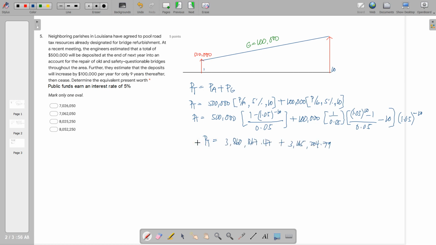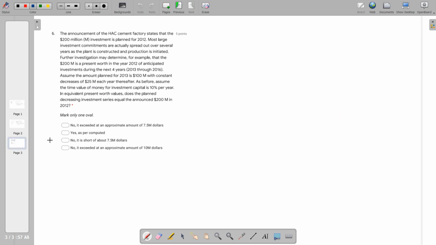We have these values: 3,860,867.47 for the first term, and the second term will be 3,165,204.79. So if we are going to add that one, that would yield 7,026,072.26. Alright, so if we are going to take the nearest, we have this answer. Okay, so moving on to the next problem.